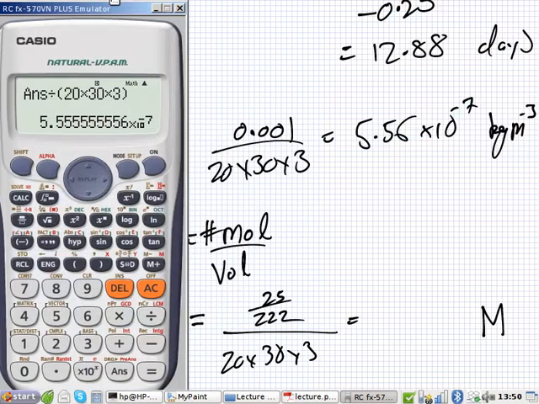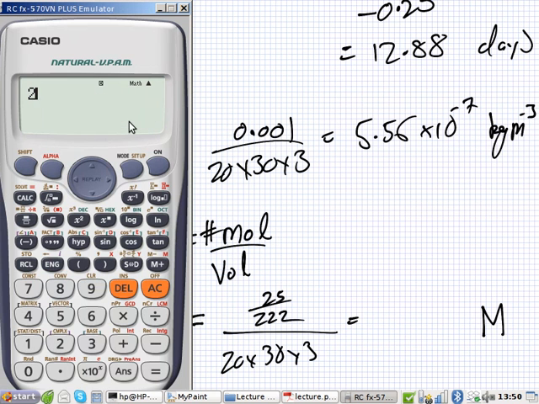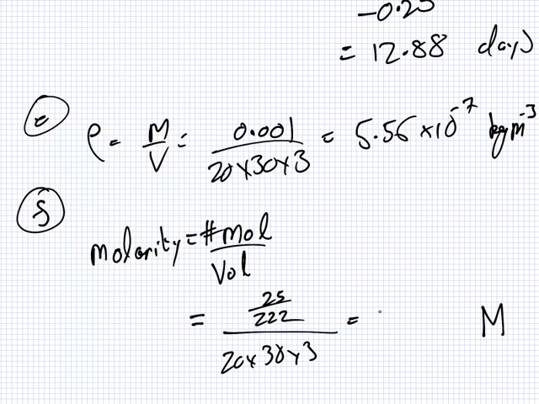What do you think the final answer is? Moles. Yeah, 0.11, divided by 20 by 30 by 3. So we get a very small 6.26 times 10 to the minus 5 moles per liter.